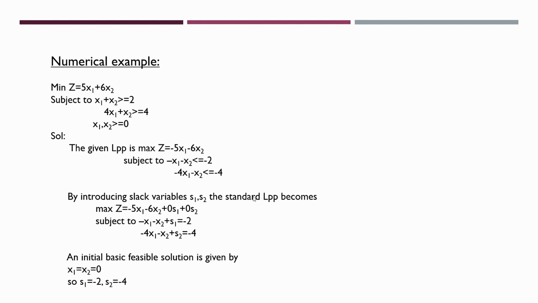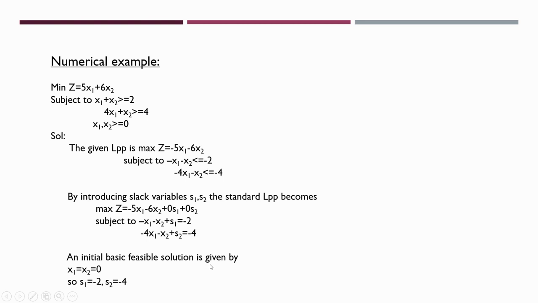Now we will convert the minimization type problem into a maximization type problem by multiplying by minus 1. That is z equal to minus 5x1 minus 6x2, and every greater than or equal to constraint should be converted into a less than or equal to type constraint, and after converting, add a slack variable. After adding the slack variables the constraints must be of this type, and we add a zero cost coefficient to the objective function, and these are the non-negative restrictions.